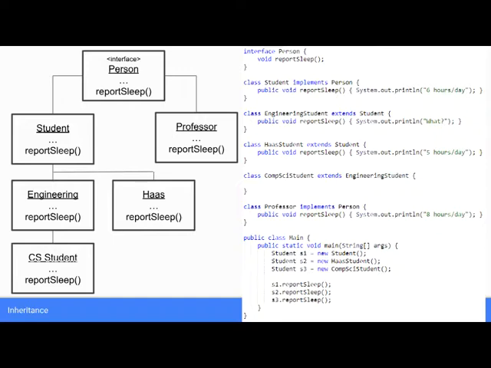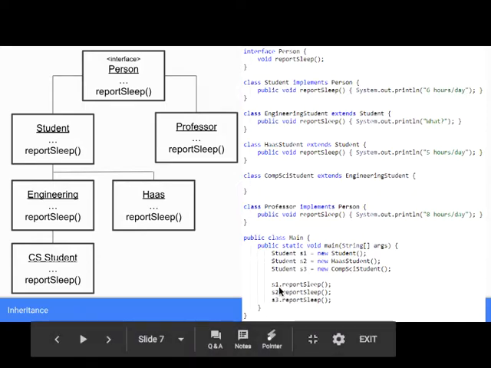All right, my first question to you guys is, which of these lines do not compile? Trick question, they all compile. Nice job. So let's just go with the first line, s1.reportSleep. We check during compile time for the static class of s1, which is Student. Does the Student class contain a method called reportSleep that takes in no arguments? Yes, it does, up here. So therefore, compile is okay.